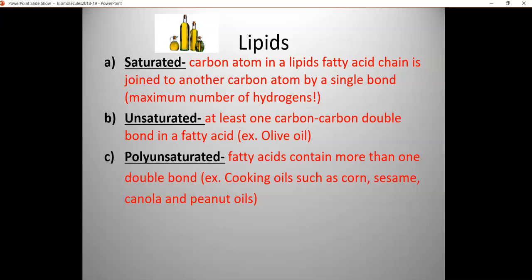So we have three different types of fats or lipids. We have saturated, unsaturated, and polyunsaturated. Saturated is when carbon atoms in a lipid fatty acid chain are joined to another carbon atom by a single bond, with the maximum number of hydrogens. Unsaturated has at least one carbon-carbon double bond in a fatty acid, so that's like olive oil. Polyunsaturated is fatty acids containing more than one double bond, so cooking oils such as corn, sesame, canola, and peanut oils.